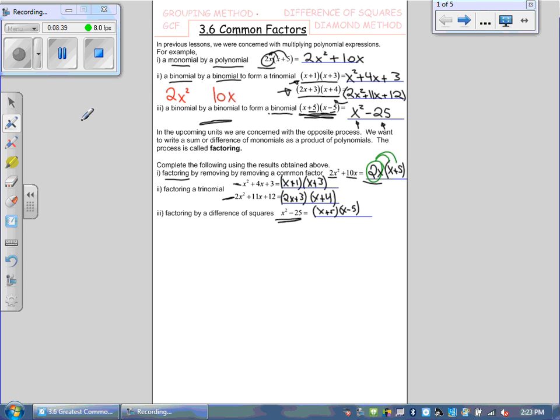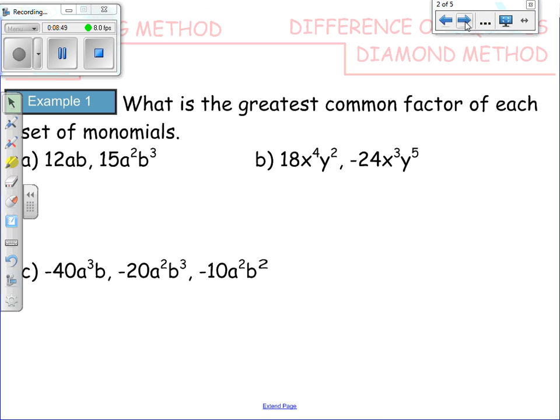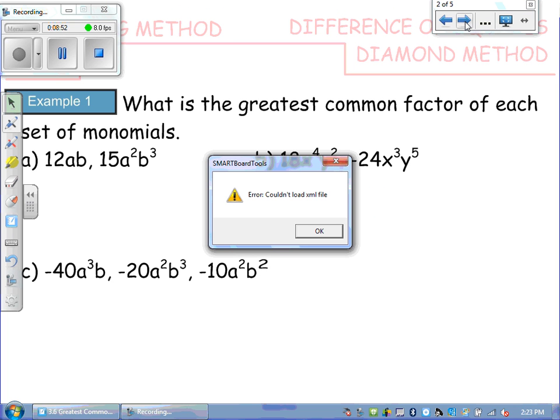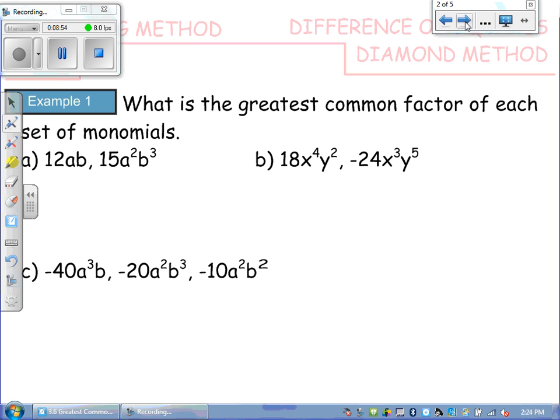Okay, so let's look at some examples, guys. Greatest common factor. You're going to see this throughout the entire unit. So, greatest common factor. You want the greatest thing that divides into both things you're given.